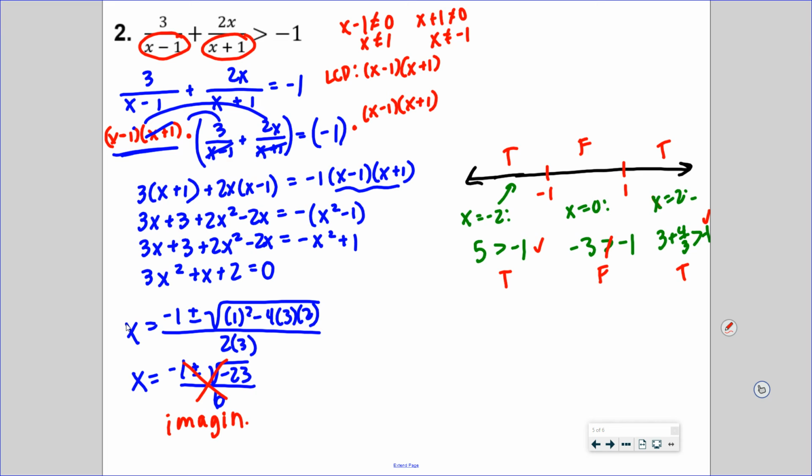Okay. So shading over here. Open or closed circles with these ones? Open, because these are my undefined values. Good. So everything from negative infinity to negative 1, parentheses. Everything from 1 to positive infinity.